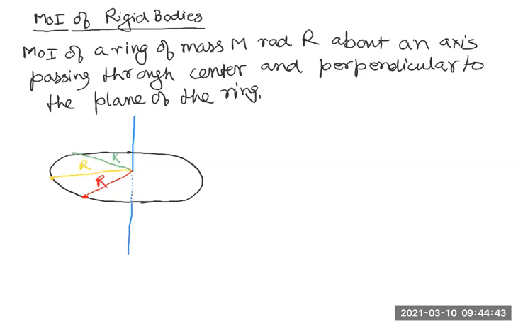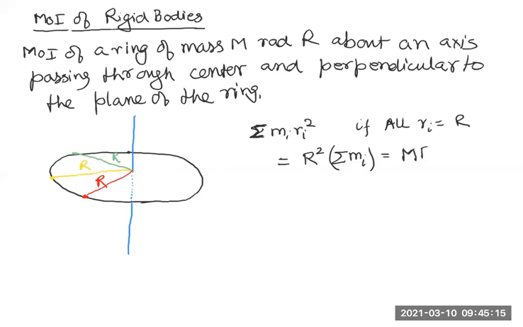So summation mi ri square, if all ri is equal to R, there is no summation to carry out, at least for r, right? This would simply become what? R square summation of m. And what is the summation of m? Yes, exactly. What is the summation of m? Is the mass of the ring.